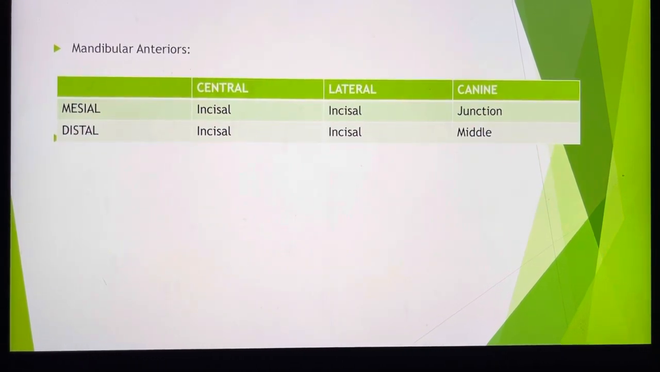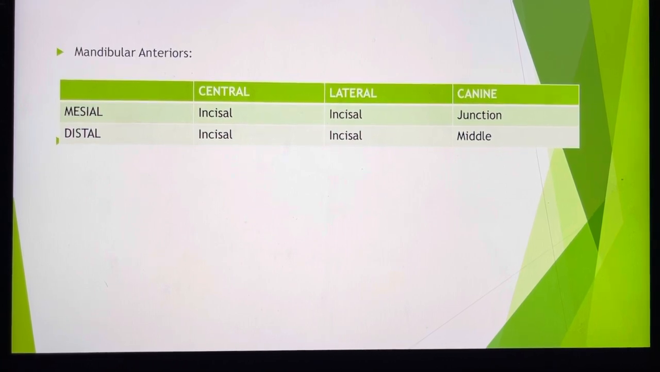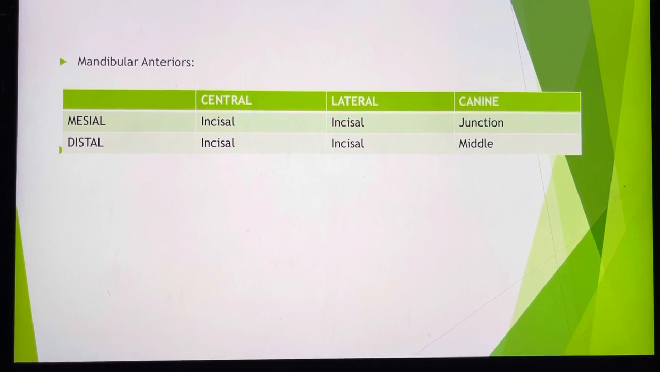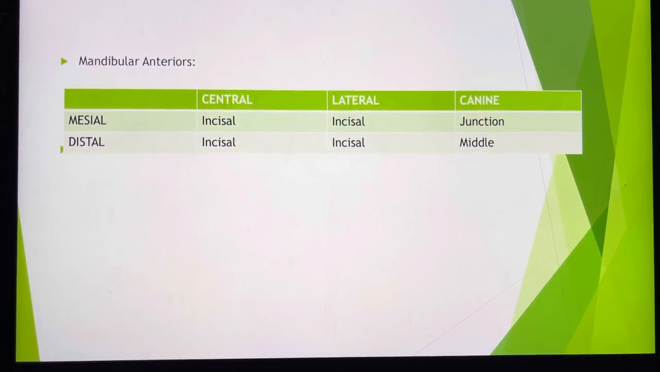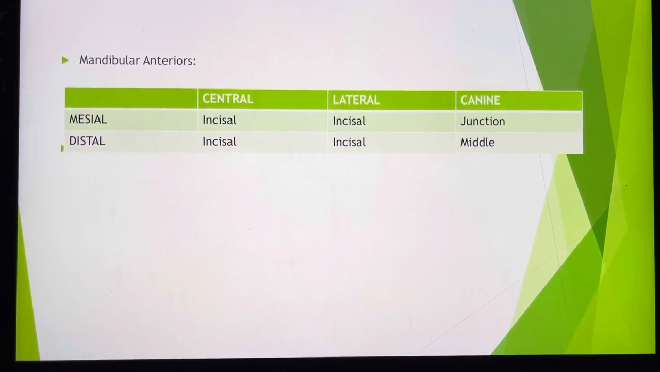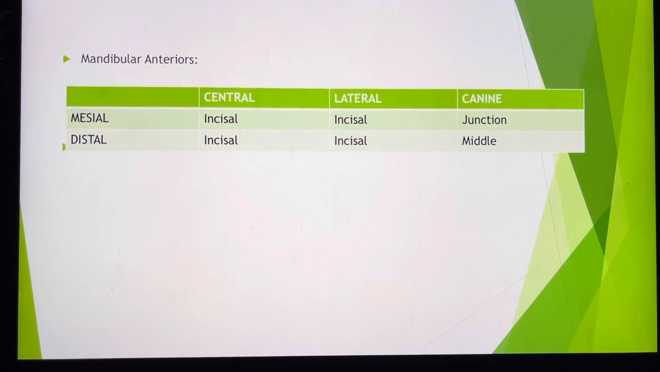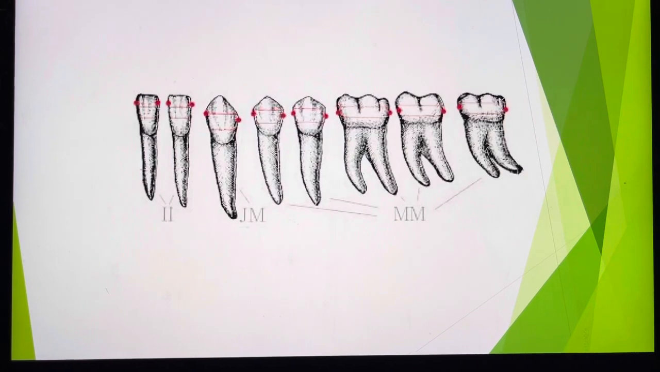Now let's talk about the mandibular anterior teeth. So for the central incisors as well as the lateral incisors, the mesial and the distal aspect, the contact areas are in the incisal third. Now for the canine, the mesial aspect, the contact area is in the junction of the middle as well as the incisal third, whereas on the distal aspect, it is in the middle third.